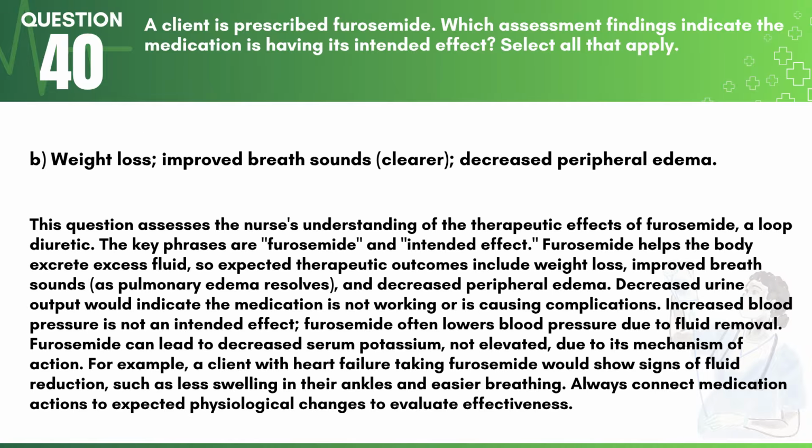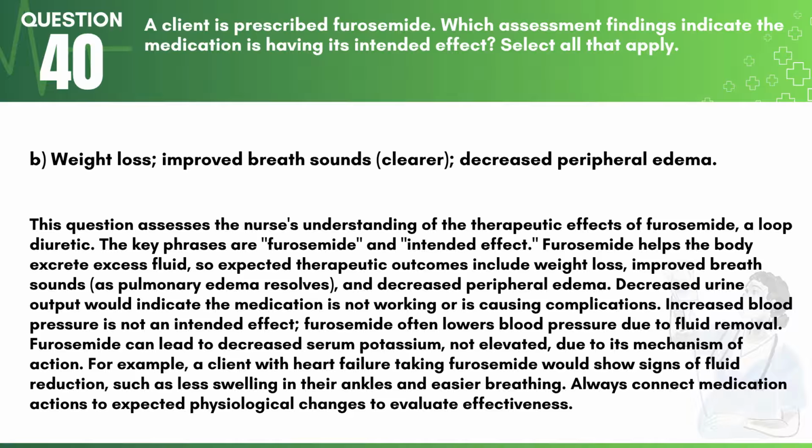Answer. Weight loss, improved breath sounds, clearer, decreased peripheral edema. This question assesses the nurse's understanding of the therapeutic effects of furosemide, a loop diuretic. The key phrases are furosemide and intended effect. Furosemide helps the body excrete excess fluid, so expected therapeutic outcomes include weight loss, improved breath sounds, as pulmonary edema resolves, and decreased peripheral edema.